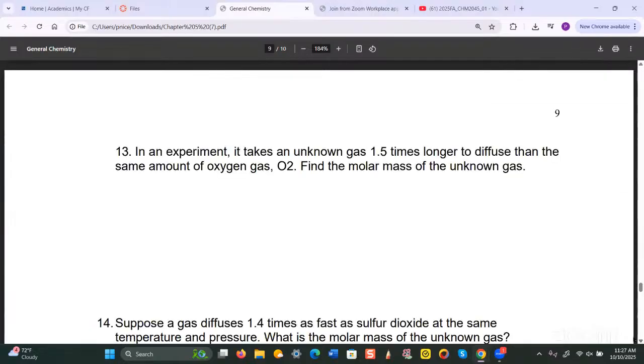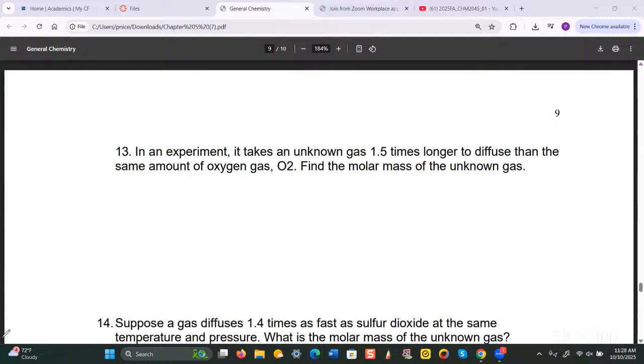Okay, so now we're going to get into the Graham's law of effusion questions, right? In a lot of textbooks, they confuse diffusion with effusion. These are two different things, right? So remember, Graham's law applies to effusion. I'm telling you that because in one or two of these questions, they talk about diffusion when it should be effusion when it comes to the use of Graham's law.